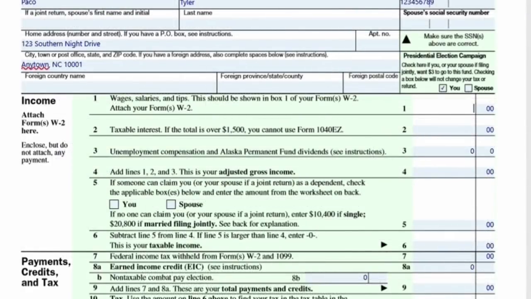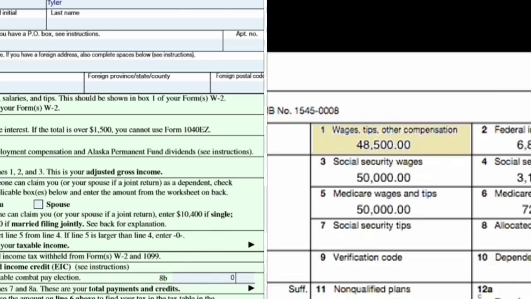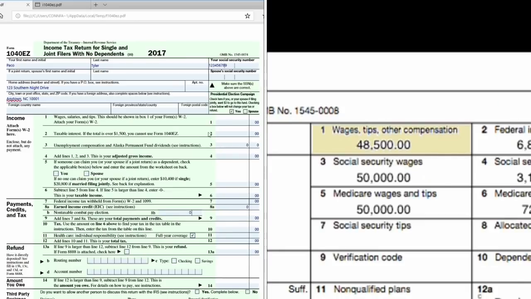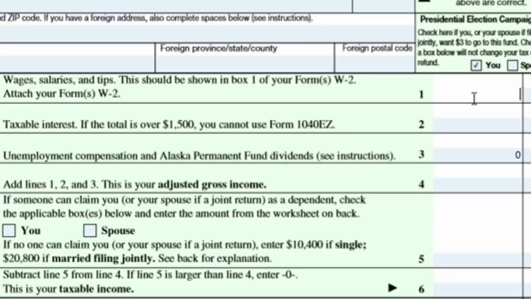So under income, we have line 1, wages, salaries, and tips. We get this information from our W-2 form. For Paco, wages and tips are in box 1 on your W-2 form, and it's $48,500. So we'll add that here. Remember, you're going to have to send your W-2 form in with your 1040 Easy form.